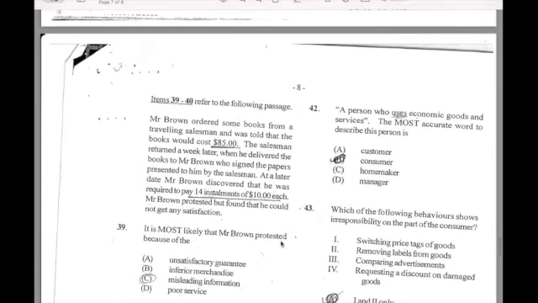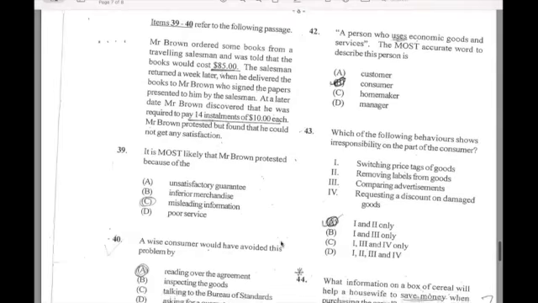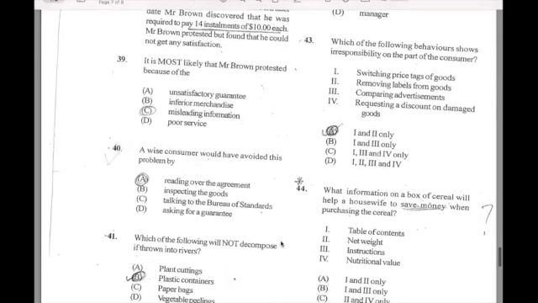Number 42. A person who uses economic goods and services. The most accurate word for this is described as a consumer. So your answer should be B. Which of the following behaviors show irresponsibility on the part of a consumer? 1. Switching price tags of goods, removing labels from goods, comparing advertisements, requesting a discount on damaged goods. So if your answer is A, then you are correct. Switching the price tags of goods and removing labels from goods.